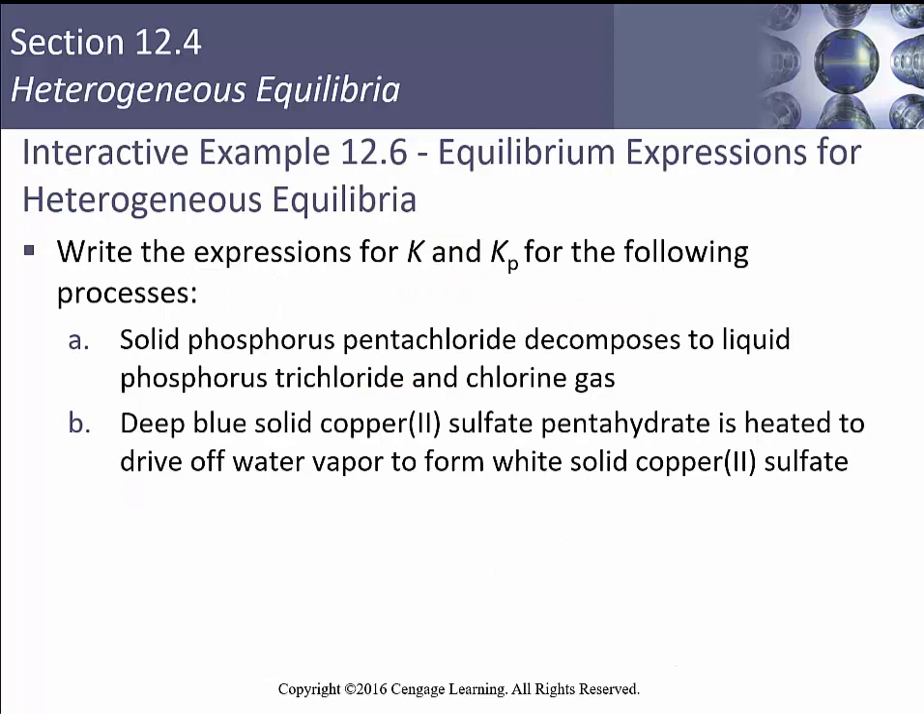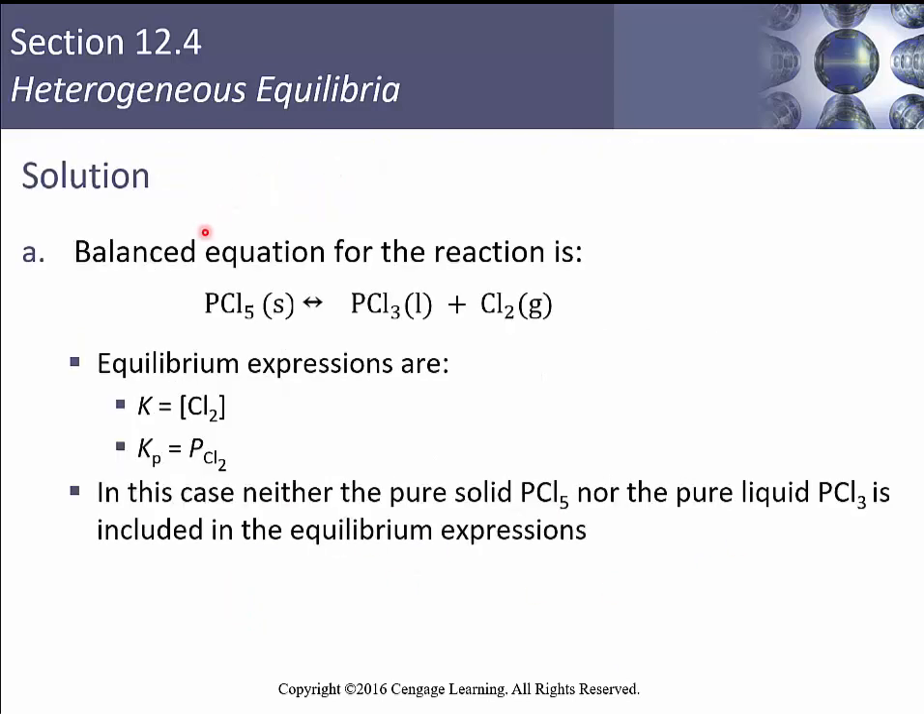All right, so let's look at an example. Equilibrium expressions for heterogeneous equilibrium. We'll write the expressions of K and Kp for the following processes. A, solid phosphorus pentachloride decomposes to liquid phosphorus trichloride and chlorine gas. And B, deep blue solid copper sulfate pentahydrate is heated to drive off water vapor and form solid copper(II) sulfate. I don't know if you guys did this in lab or not, but it's a cute little lab.